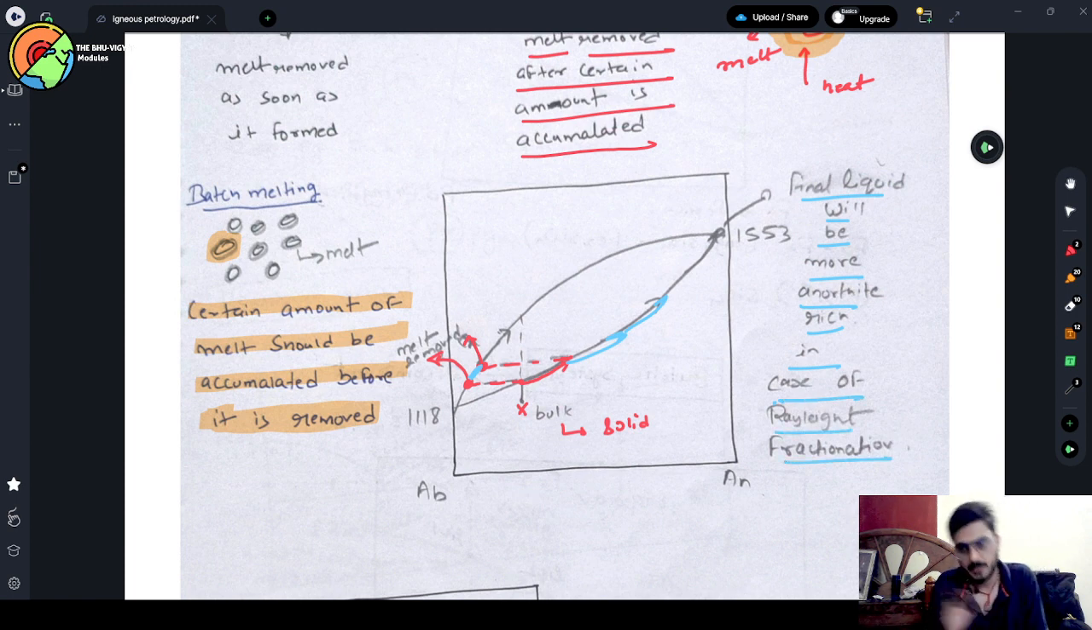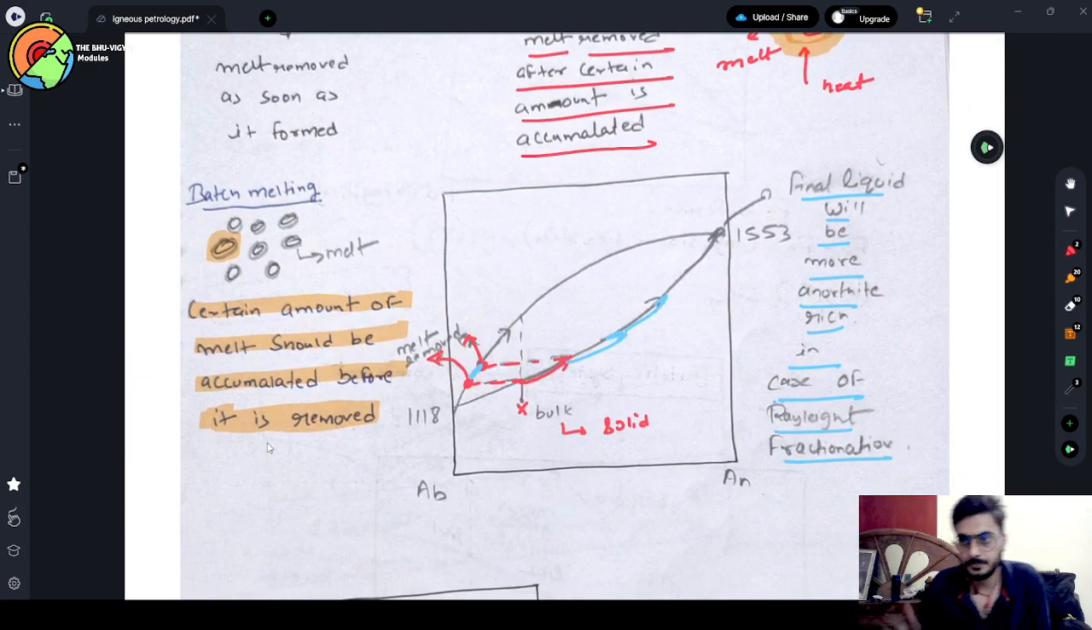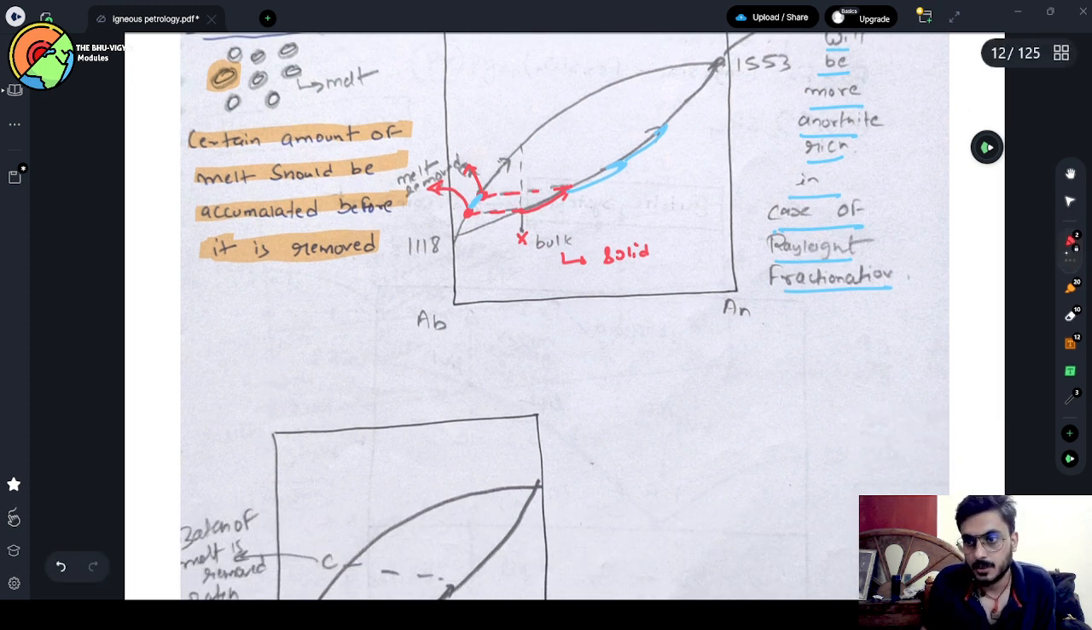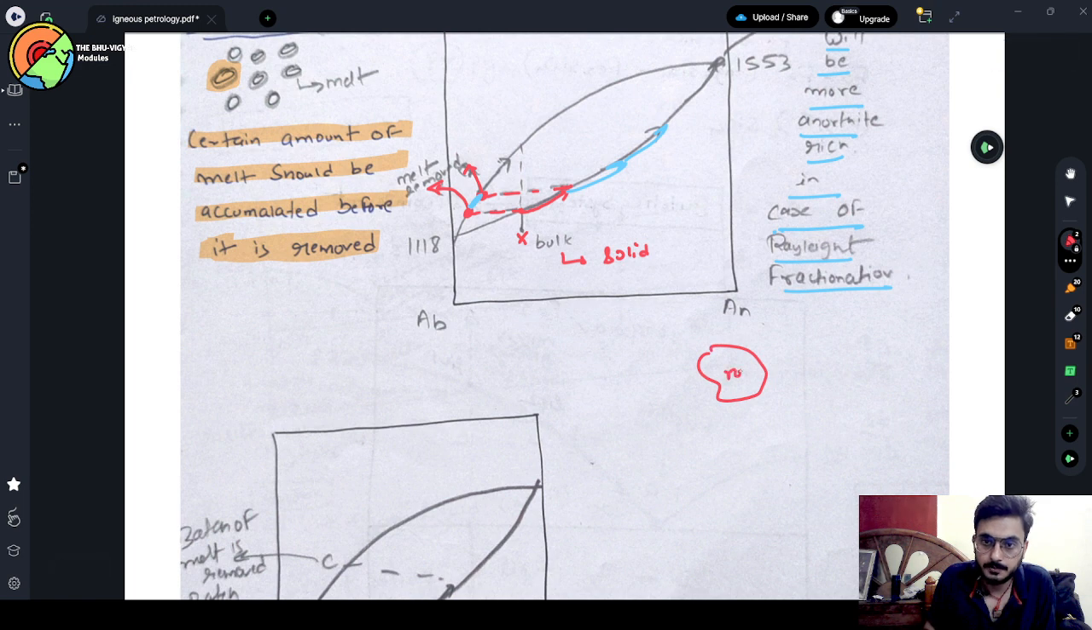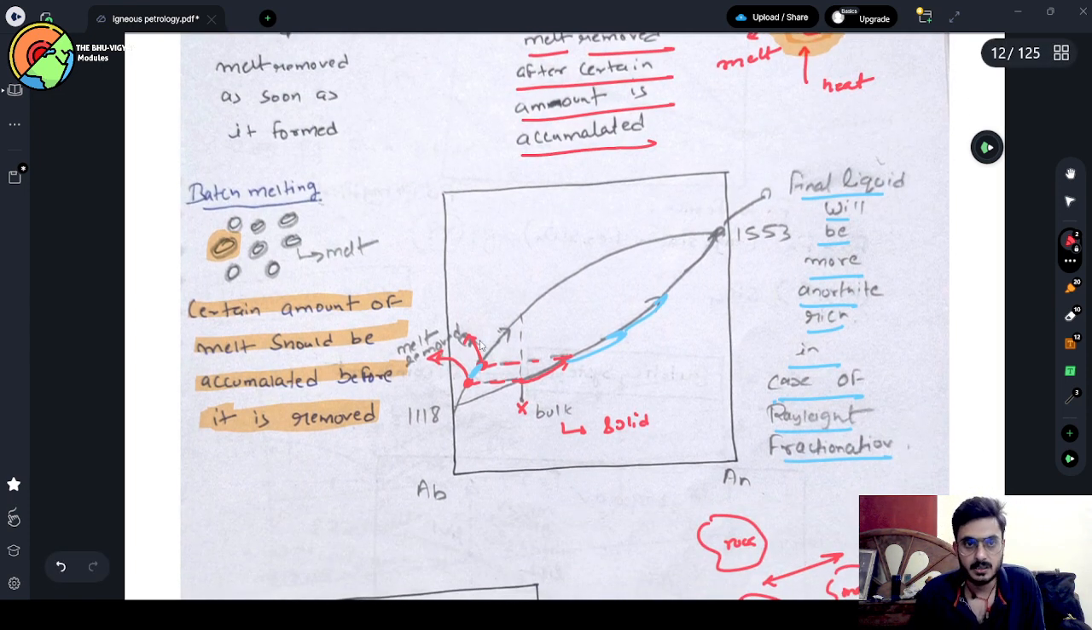So batch melting I have explained. Now we will move to the Rayleigh fractionation part. In Rayleigh fractionation, what happens is your melt will be in contact with the solid, it will not be removed in batches. Whenever your melt is formed, suppose this is your rock, and this is the residual solid, as soon as the melt forms, it will get detached from the system. So here I have explained the example of batch melting.